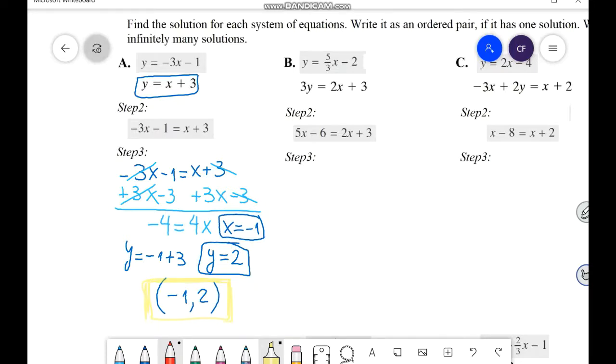Okay, that's what we're going to do. For all the other questions, this is the same thing you're going to do. You're going to apply step number 3, find x, find y, and then the answer is going to be the ordered pair: parentheses, x, comma, y, close parentheses.